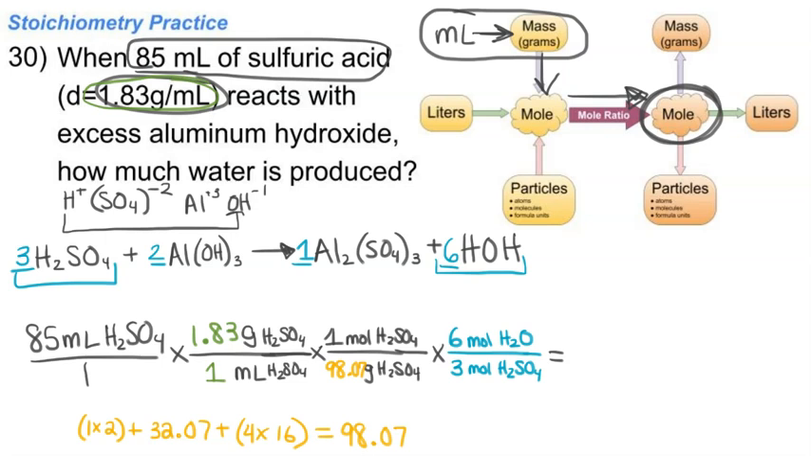We have all this in here now, so our last step is just to multiply across the top and divide on the bottom. So I'm going to type in my calculator, 85 times 1.83 divided by 98.08 times 6 divided by 3. And when I hit enter here, I got 3.1719 with some other numbers on the end, but I know that I only actually need to keep 2 significant figures because my given value of 85 only has 2 significant figures.